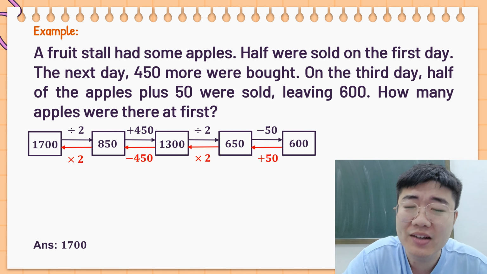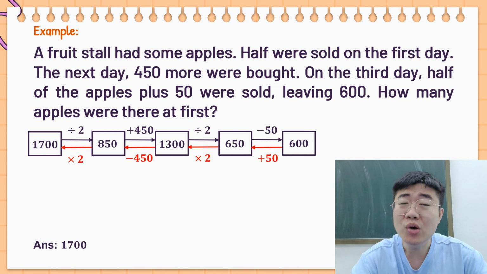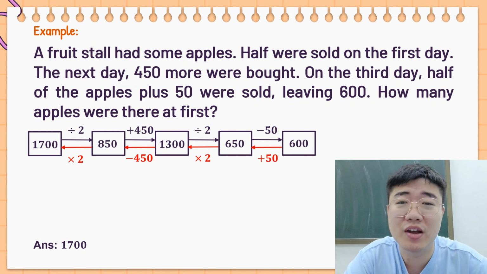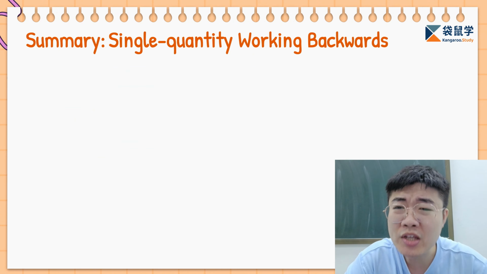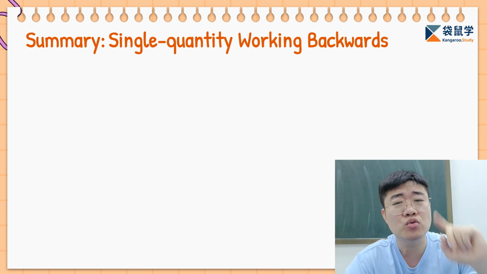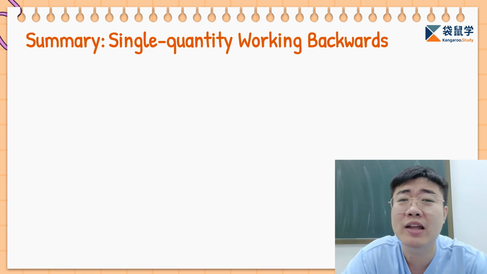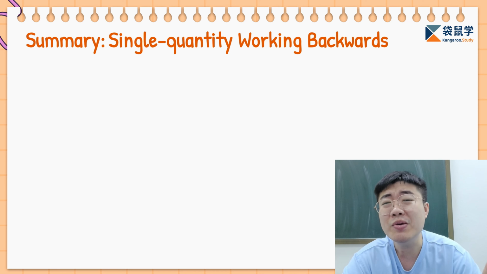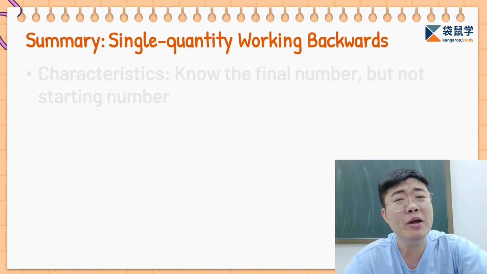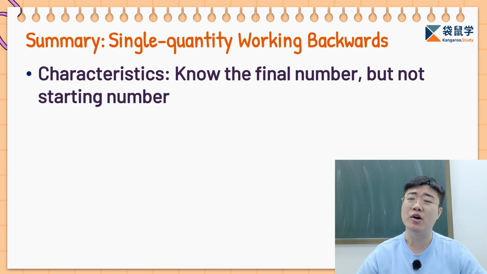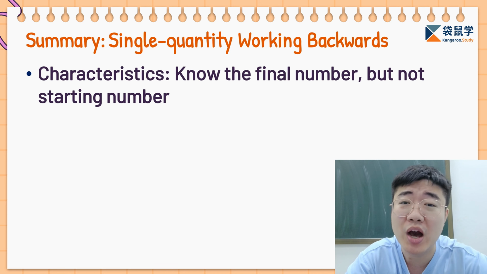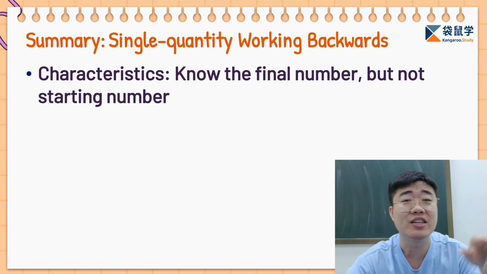So this is for the example question. Let's summarize the key points we've learned from here. Now in this question, we'll notice there's only one quantity here. It's only about the apples. So when there's only one thing that's not known to us, the characteristic here is we know about the final number, but we do not know the starting number. And then we also know how it changes at each of the steps.